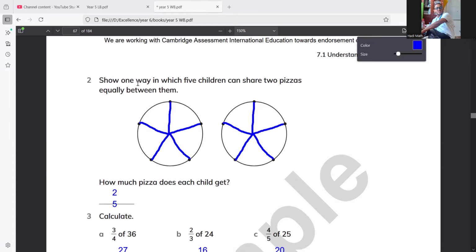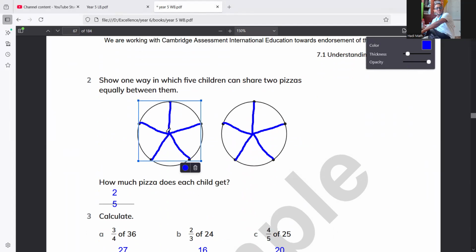Show how many ways in which 5 children can share 2 pizzas equally between them. You put a dot in the middle, and then you draw lines to each dot. This is what you do. First, you put the dot in the middle, and then you draw them. And this will be each one of them.